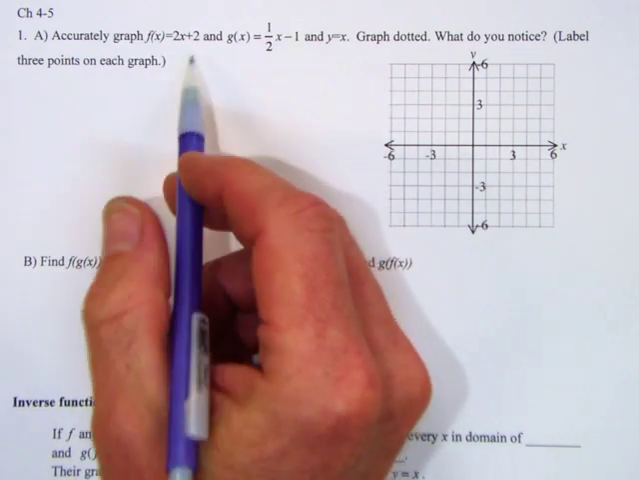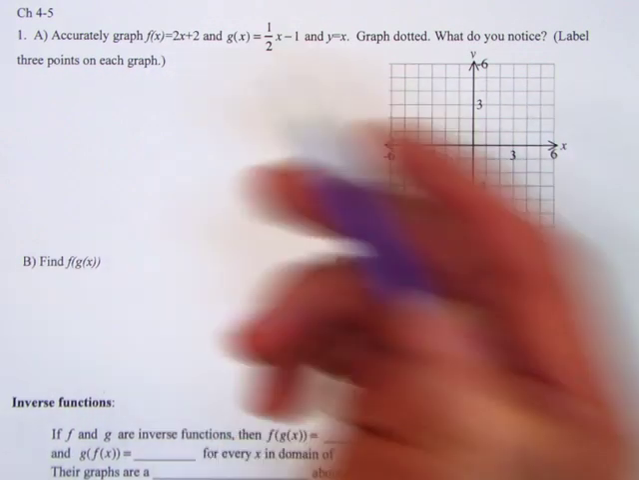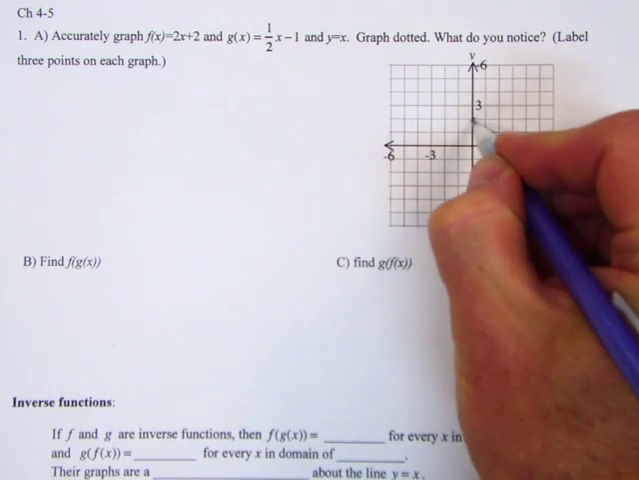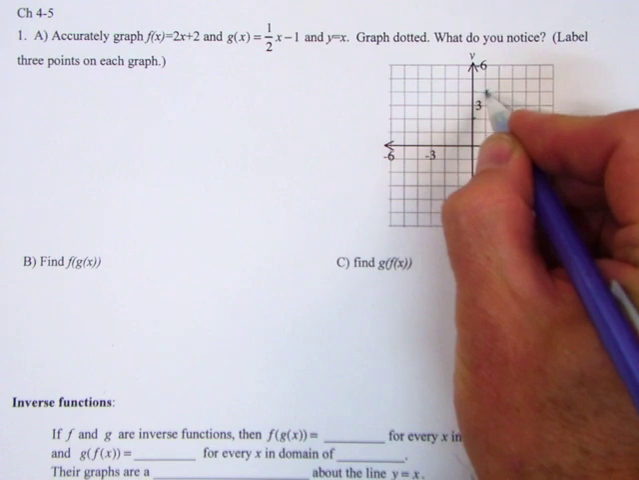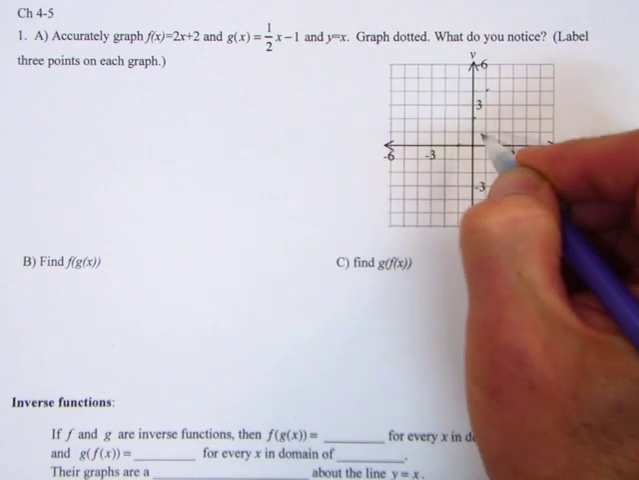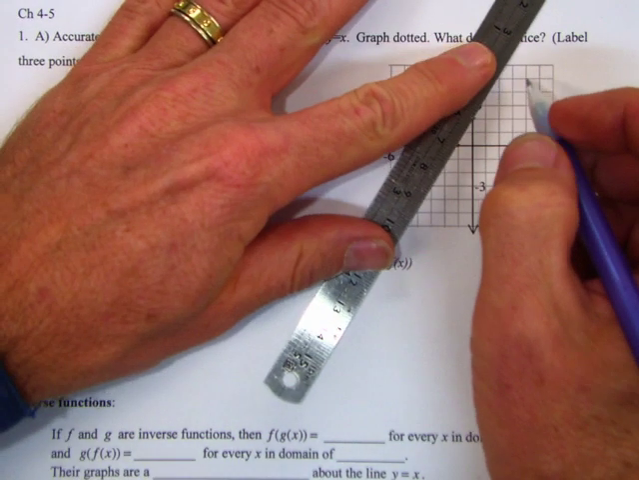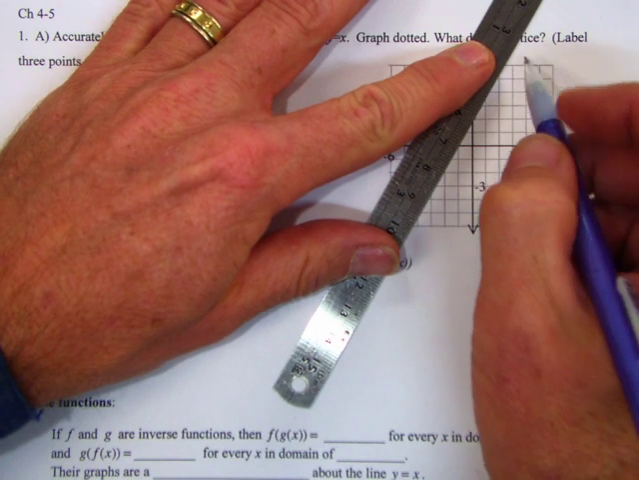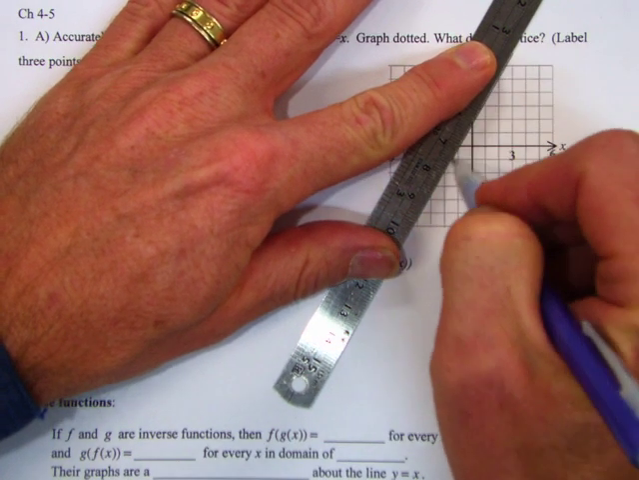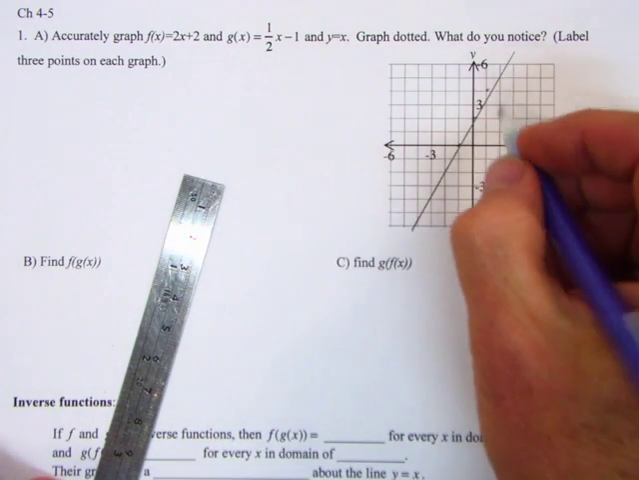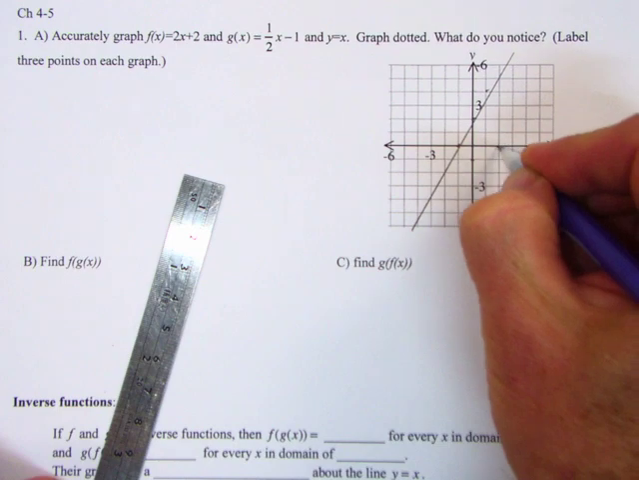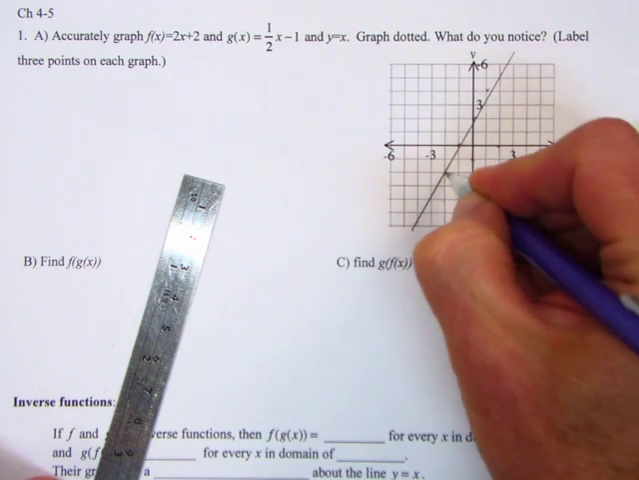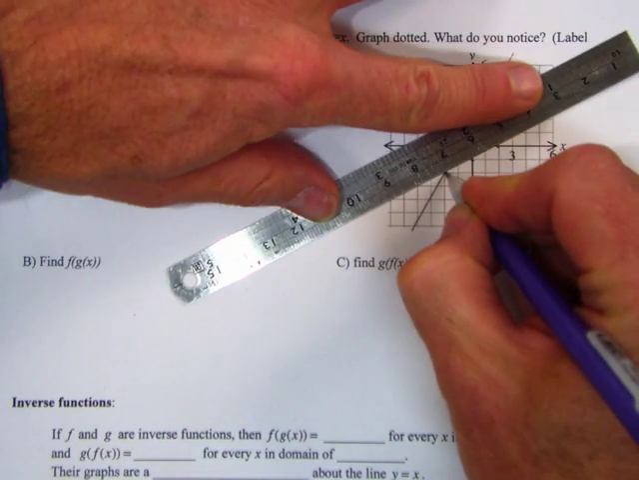Accurately graph these graphs. So we have f of x equals 2x plus 2. We have a y-intercept of 2, slope of 2, rise 2, run 1, or down 2, left 1. Have our 3 points there. Graph it. We have g of x equals 1 half x minus 1, negative 1, and then up 1 over 2, up 1 over 2, or down 1 over 2 to the left.